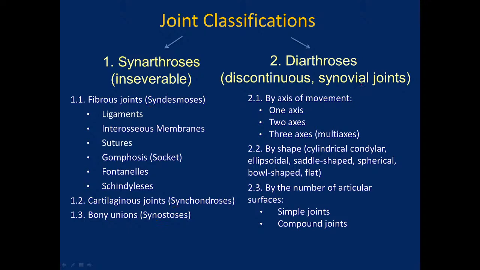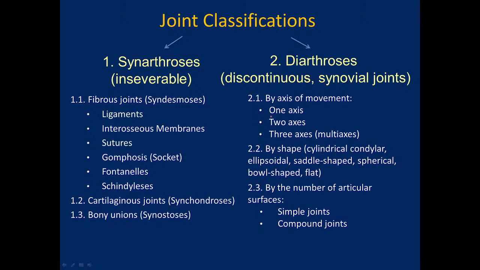The second group, diarthrosis. Those are real joints which give us the possibility to move, and the movement may be allowed with one, two, or three axes.